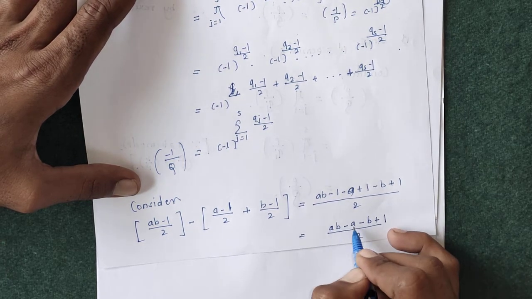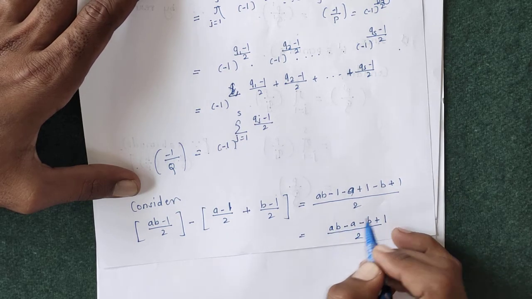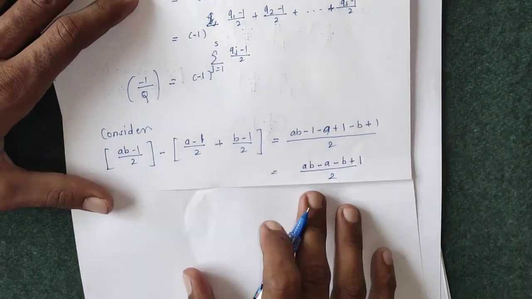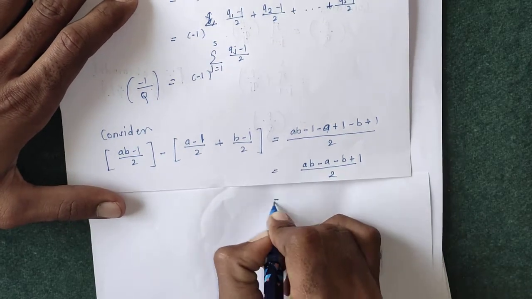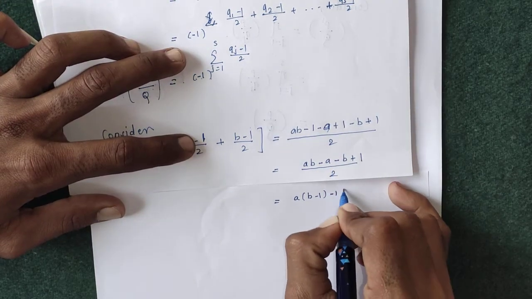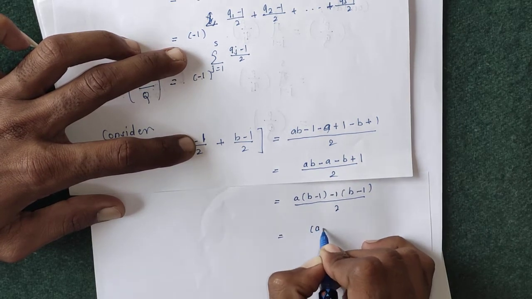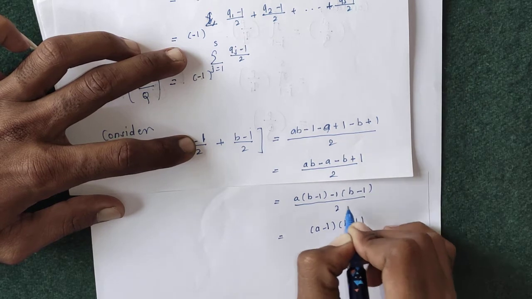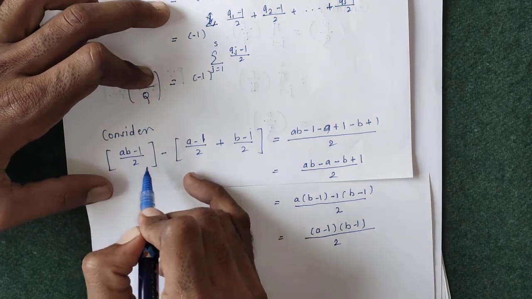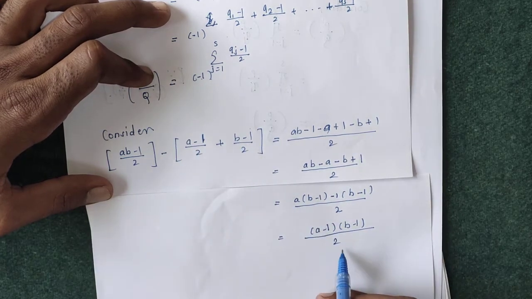So, this ab minus a minus b plus 1 is just, if we take a common from the first two terms, we will get a times (b minus 1), and again if you take minus 1 common here, then we will get (b minus 1)/2. That is just a multiplication of (a minus 1) into (b minus 1), and the denominator is 2. So, this number, that is (ab-1)/2 minus [(a-1)/2 plus (b-1)/2], is just the number (a-1)(b-1)/2.